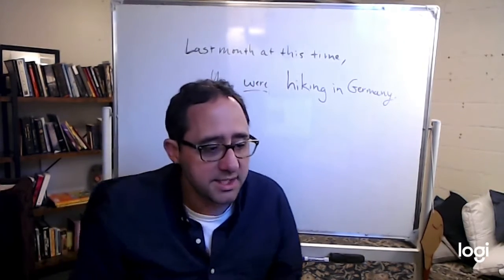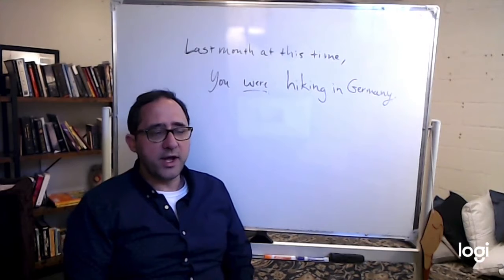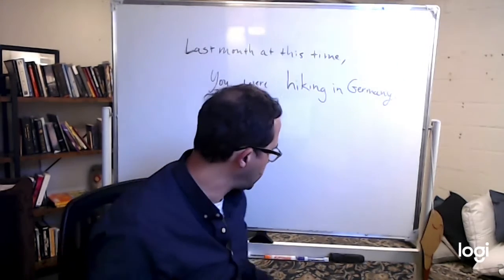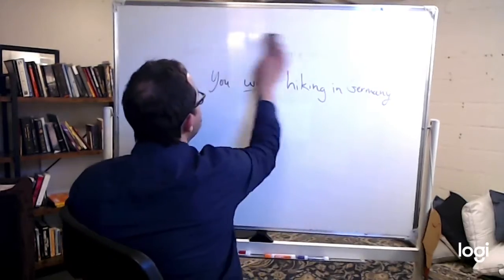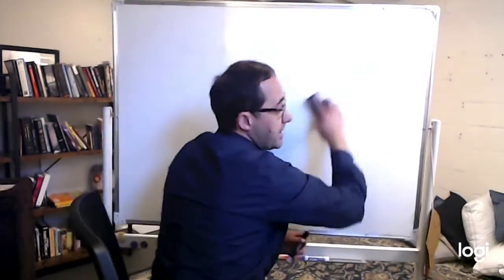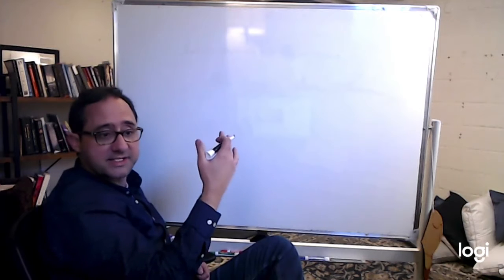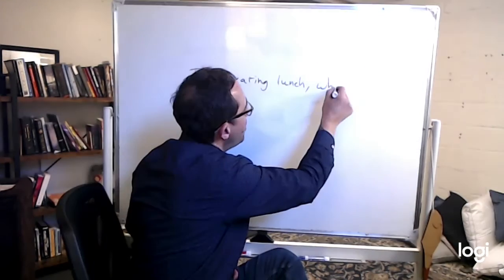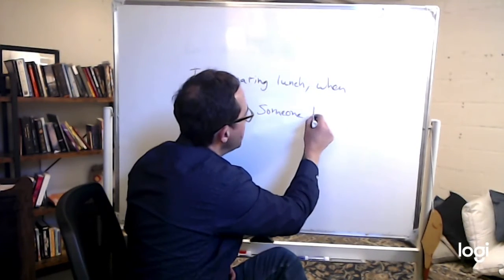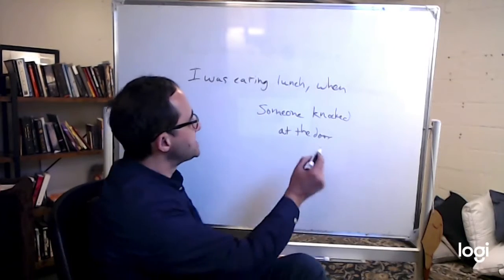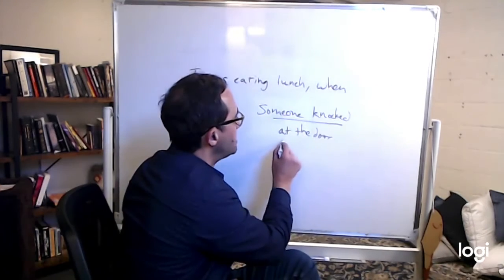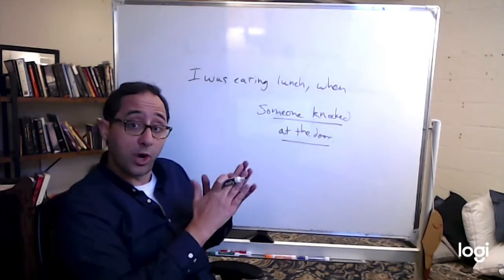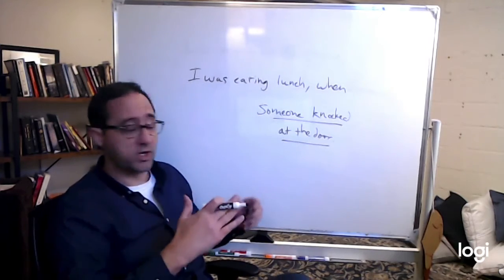All right. How else do we use this? We often use this when we're telling a story. You're telling your friend a story about something amazing that happened yesterday. First, you use this to set the scene. Last week, I was eating lunch when someone knocked at the door. Notice this is in the past simple because it happened once and completed. I was eating and someone knocked at the door.